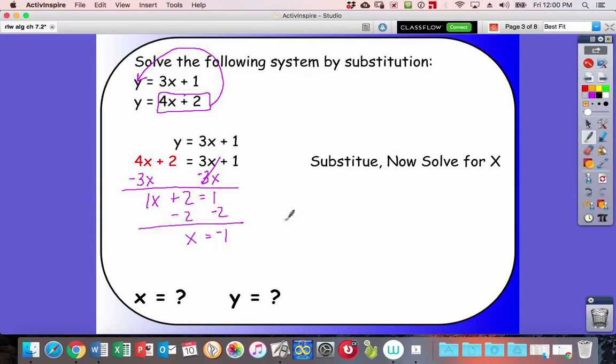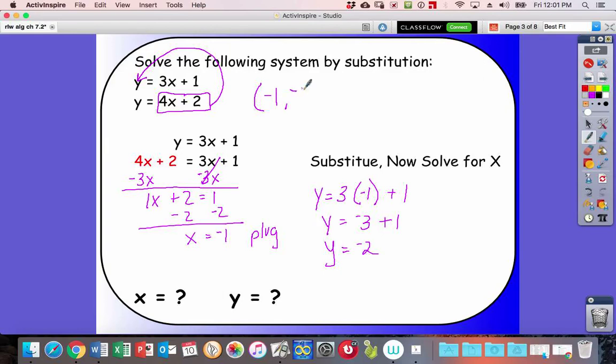Okay, but I haven't solved the system yet because I have 2 variables. I need to know what y is equal to. So I know x is equal to -1. I can plug x equals -1 into either of the equations up above. I'm just going to do it with the first one. y equals 3, and what's x? -1, plus 1. y equals -3 plus 1. y equals -2. So if you graph these 2 lines up here, they would intersect at (-1, -2).